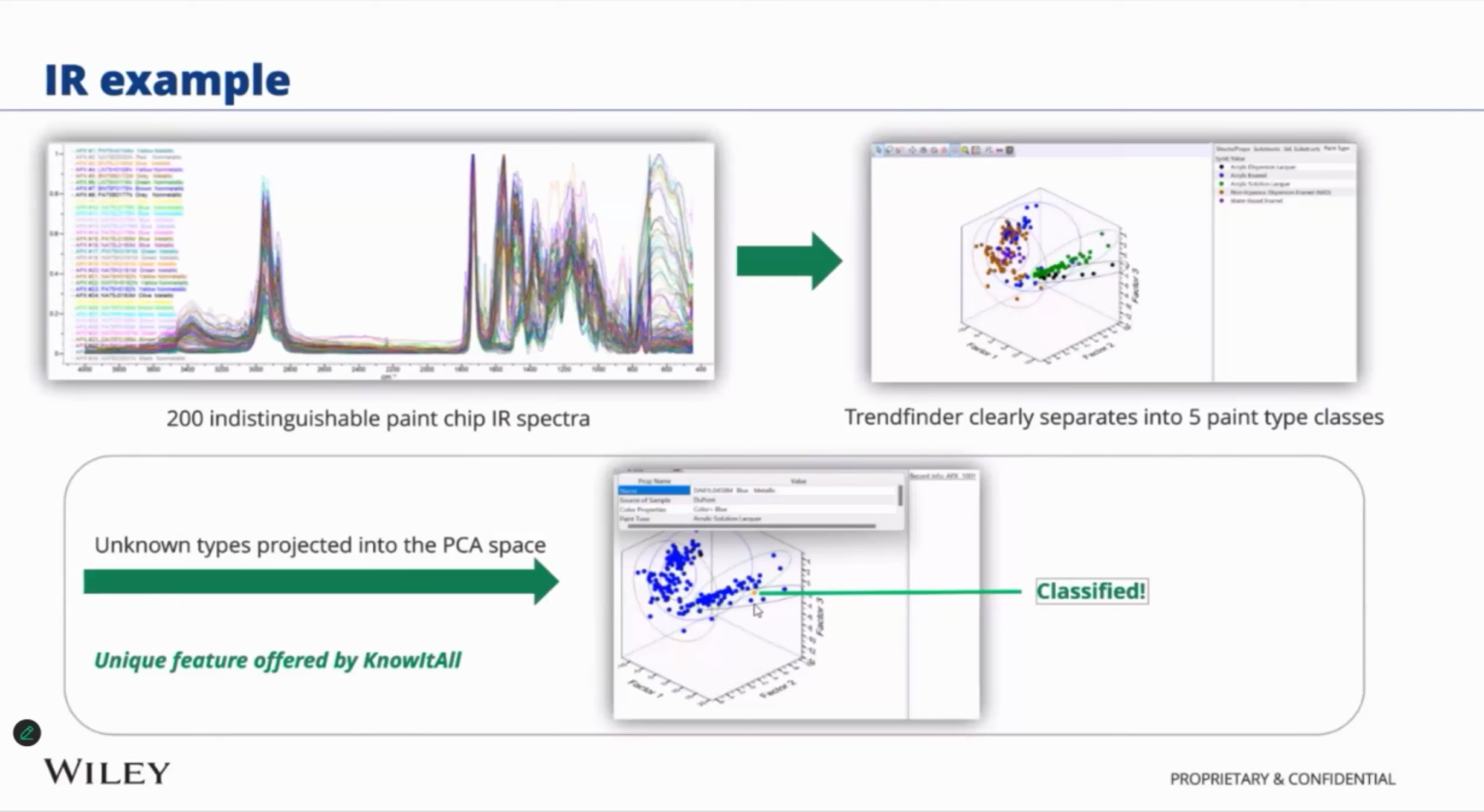For example, here, you can see we have two spots put in here, and one is in the lacquer space, one is in the enamel space, so they're different paints.